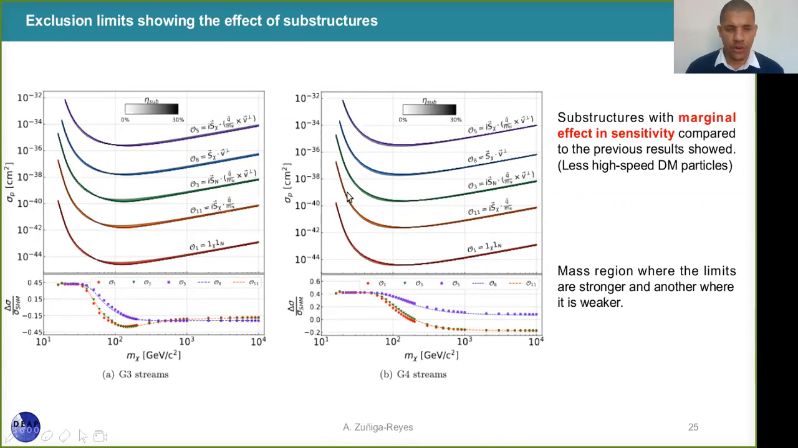For these substructures corresponding to the G3 and G4 groups, the effect here is marginal in comparison to the results that I showed before. And this is because these streams, this substructure, have less high speed dark matter particles, so the effect is not too large. However, you can see that there is a mass region where the limits are stronger and another where the limits become weaker for these stream substructures.